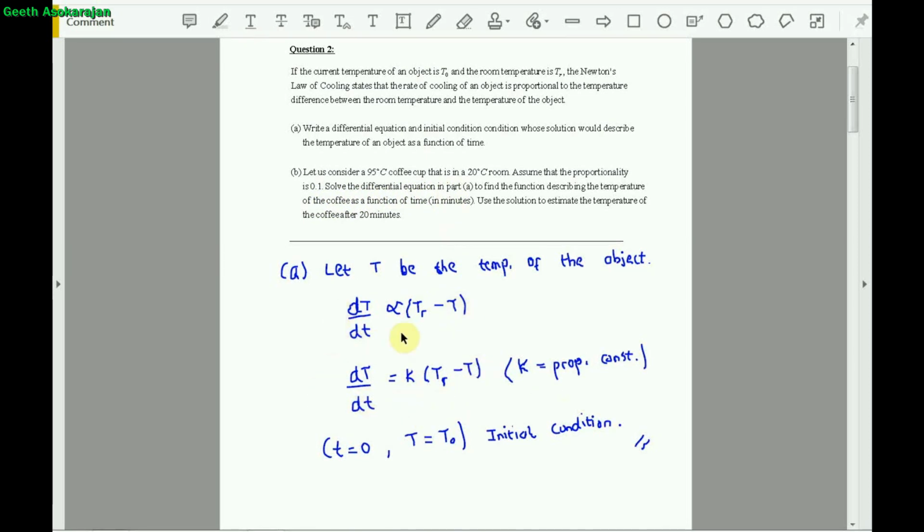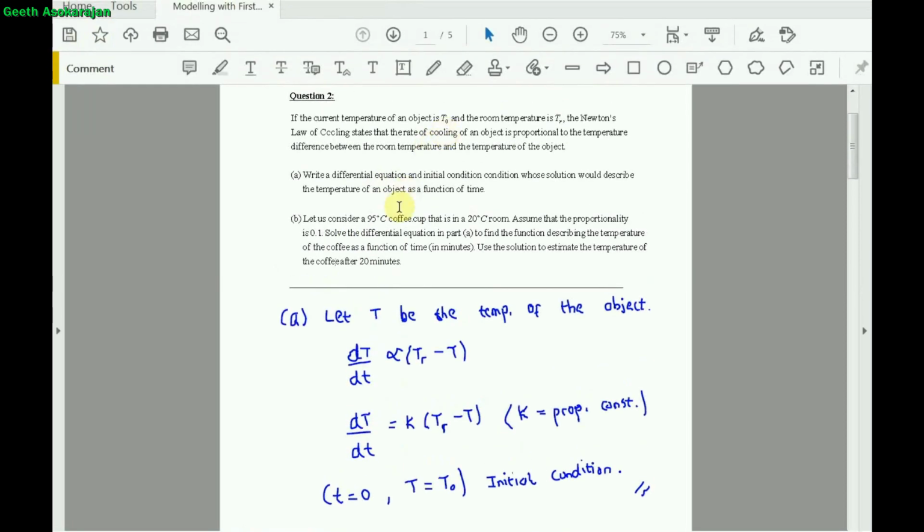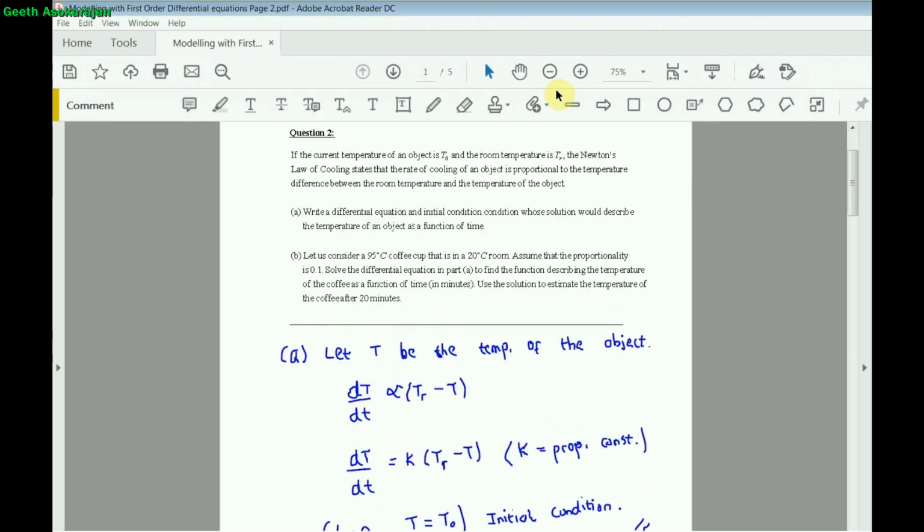So we need to solve this differential equation to find a function describing the temperature of the coffee as a function of time in minutes, and we need to use the solution to estimate the temperature of the coffee after 20 minutes. So let's assume that this 95-degree coffee cup, so the 95 degrees C in particular, is T0, the current temperature of the coffee, and TR, the room temperature, is 20 degrees C.